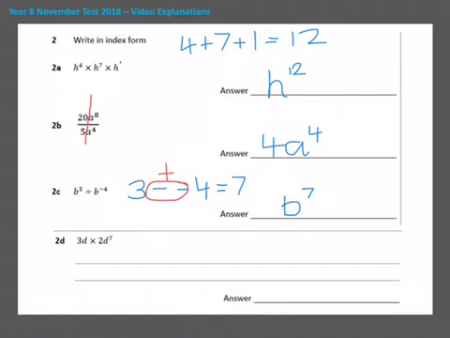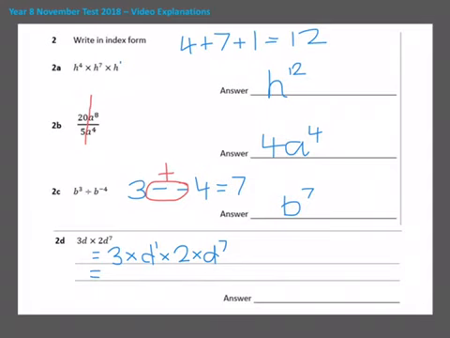Our final question is a multiplication, and of course with multiplication we know that we can change the order around. So essentially we have 3 times d, because we know in algebra invisible times signs exist between things where we've got them written side by side. So we have 3 times d times 2 times d to the power of 7. And once again, the single d has an invisible power of 1.